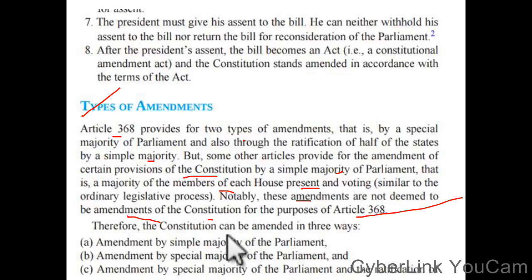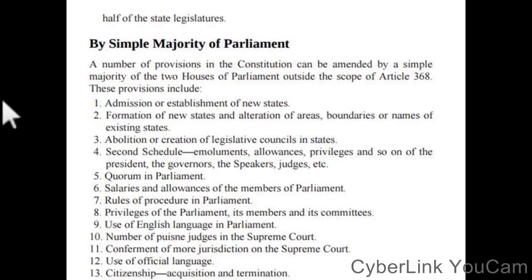Therefore, the Constitution can be amended in three ways: amendment by simple majority of Parliament, amendment by special majority of Parliament, and amendment by special majority of Parliament and ratification by half of the state legislatures.